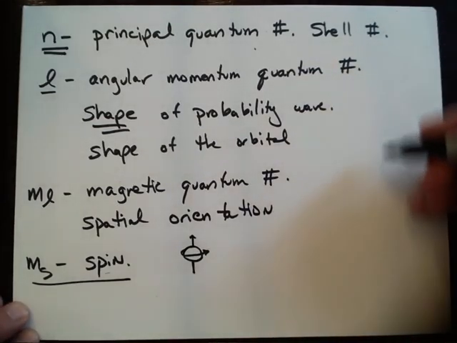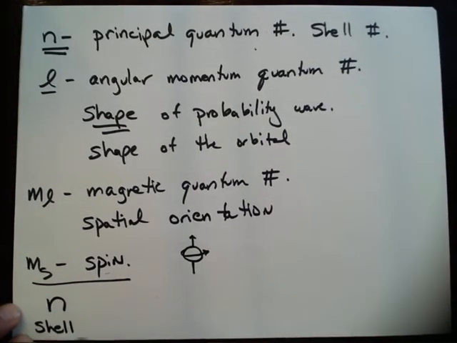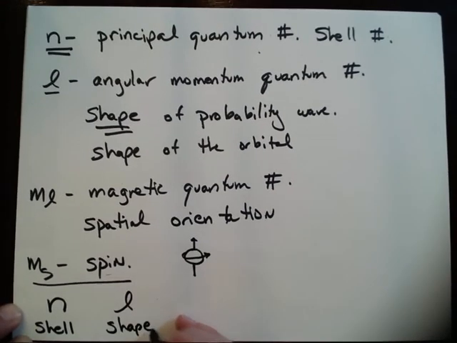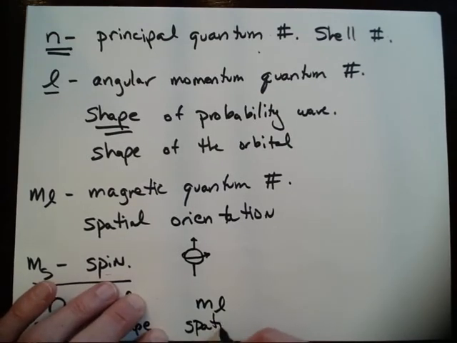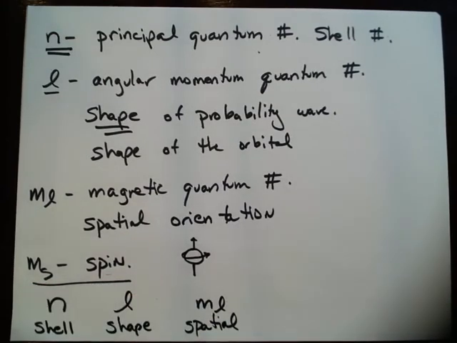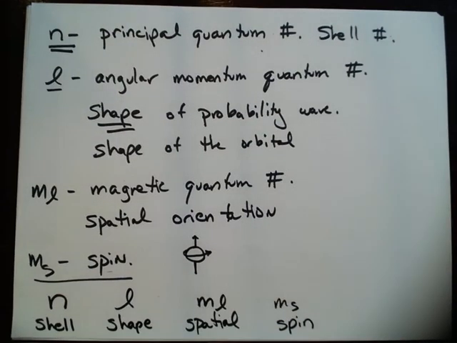So if you think of the four S's, n is the shell, l is the shape of the orbital, m sub l is the spatial orientation of the orbital, and then m sub s is the spin. And so we get the four S's: shell, shape, spatial orientation, and spin of the four quantum numbers.